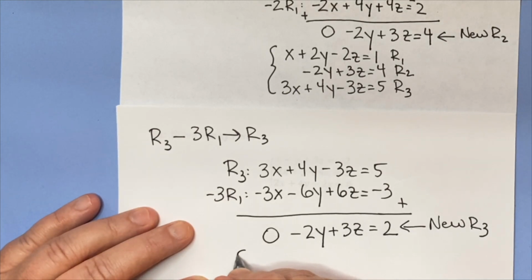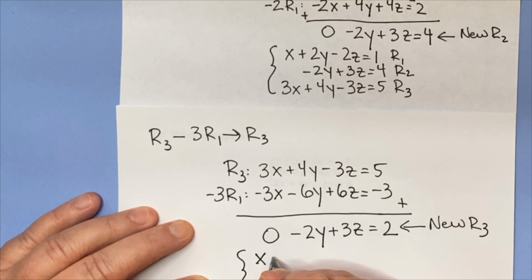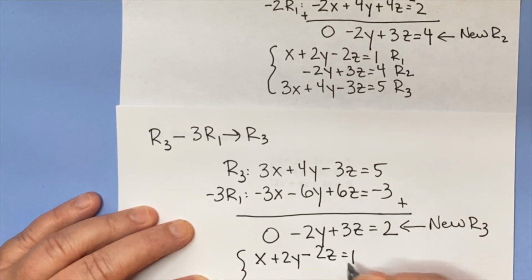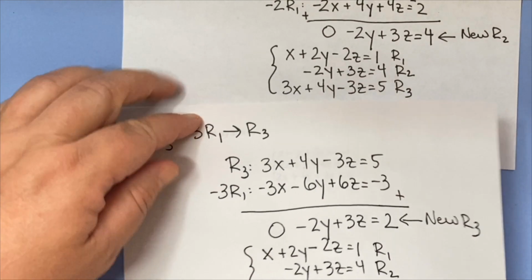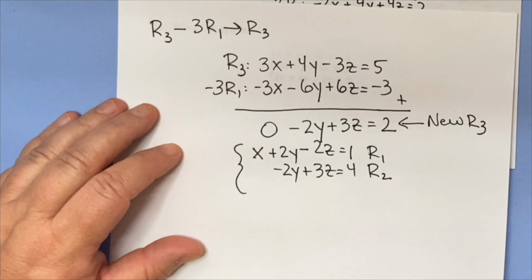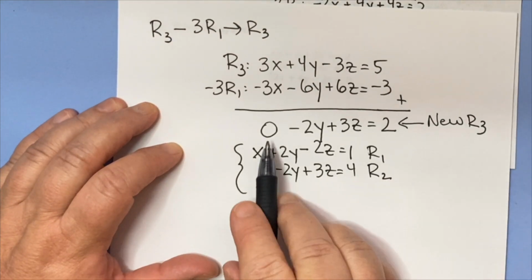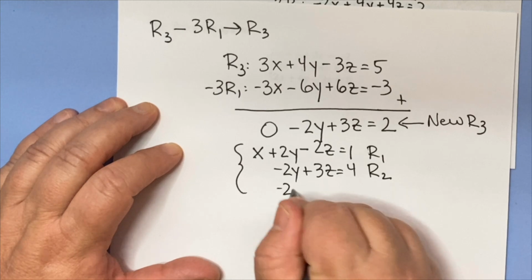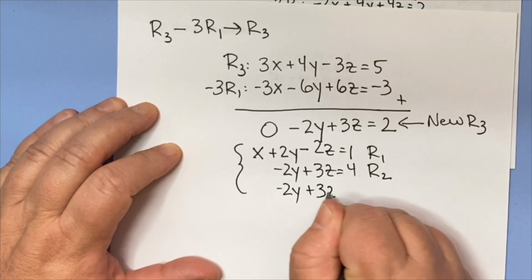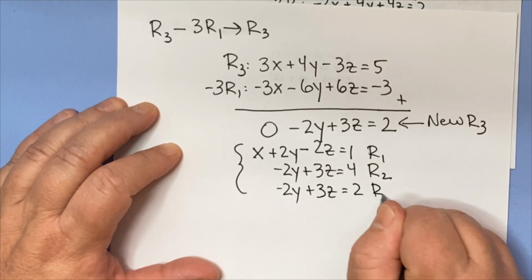I've got x plus 2y minus 2z equals 1. That's the old row 1. I've got -2y plus 3z equals 4. That's row 2. And then I've got my new row 3, which is going to be 0 minus 2y plus 3z equals 2. That's my row 3.